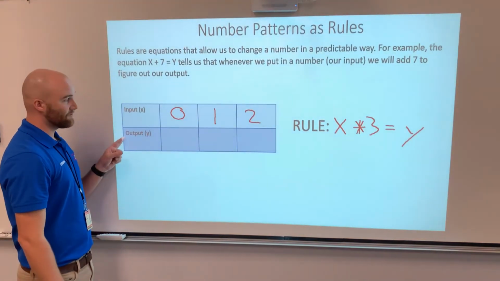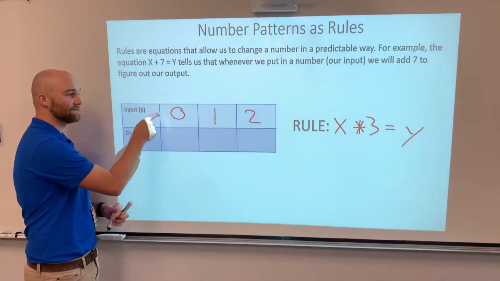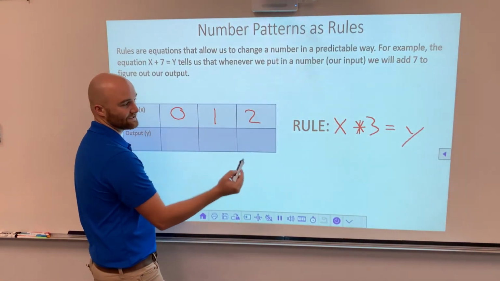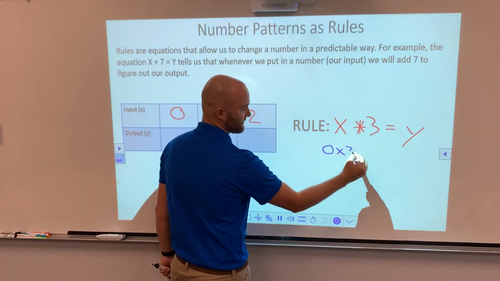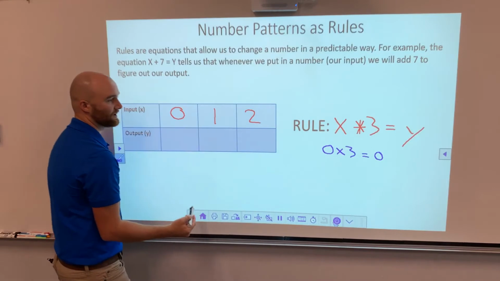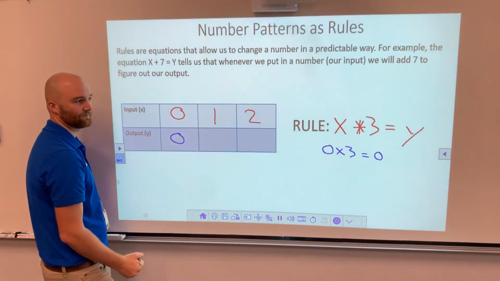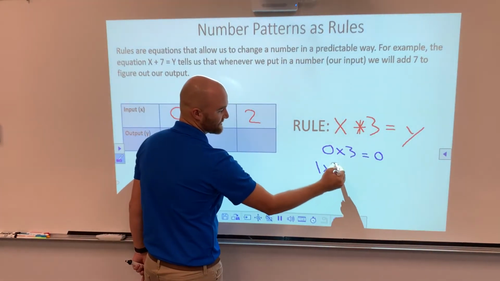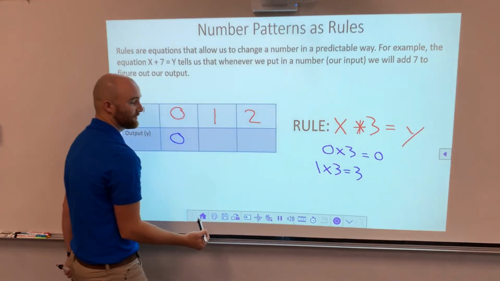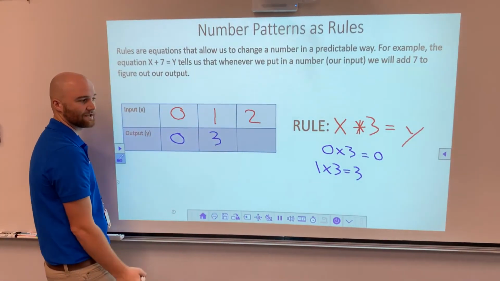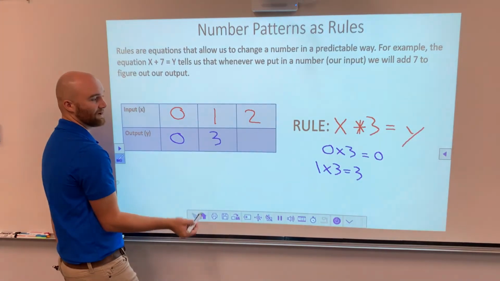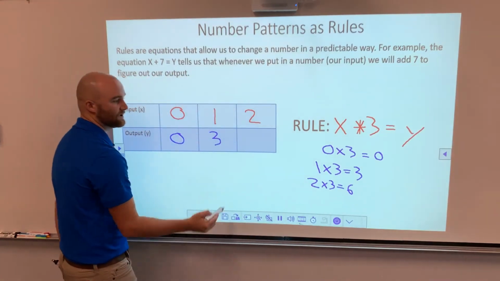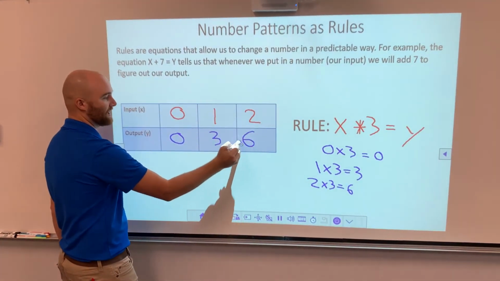Okay, so to figure out my outputs, all I'm going to do is plug in my inputs. If I pretend for a second that the x is 0, 0 times 3 gives me 0. So I know that my y has to be 0. What if I pretend for a second that the x is a 1? 1 times 3 gives me 3. So I would have to pretend that my y is a 3. What if I pretend for a second that my x is a 2? 2 times 3 gives us 6. So that means that I'd have to pretend my y is a 6.